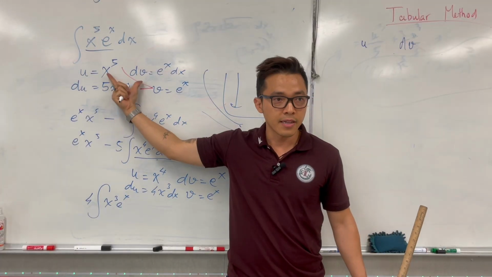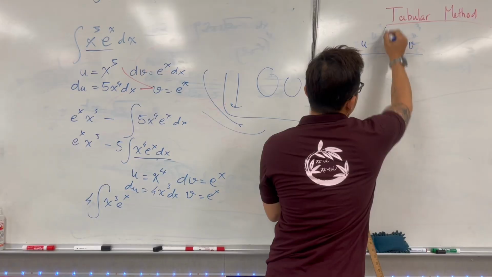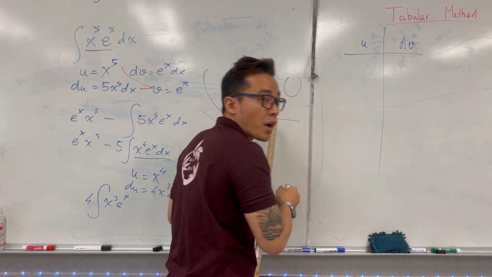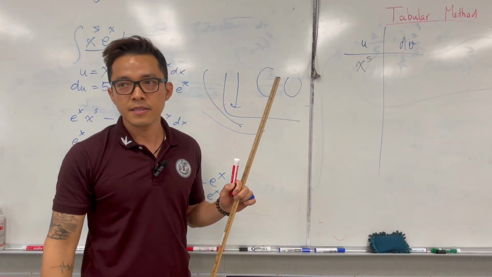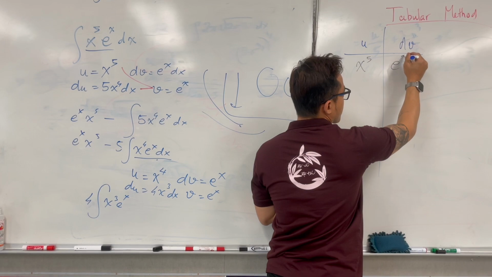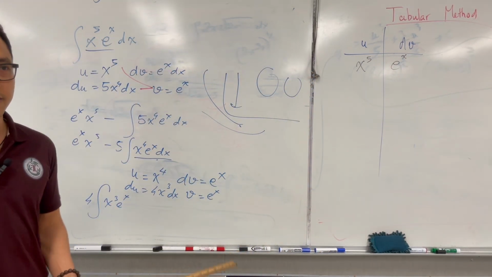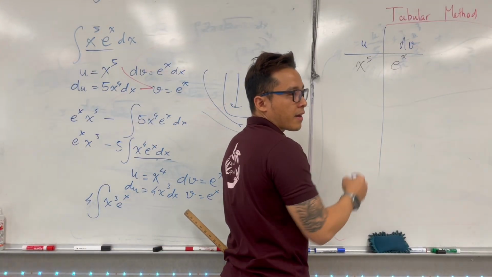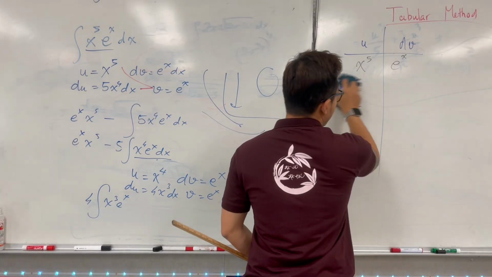Similar here. What is u? x^5. You got it. So I'm gonna just keep going down. Yes, x^5. What is dv? dx. Ready for the shortcut? You can be done in 2 minutes. Let's go. What is the derivative of x^5?